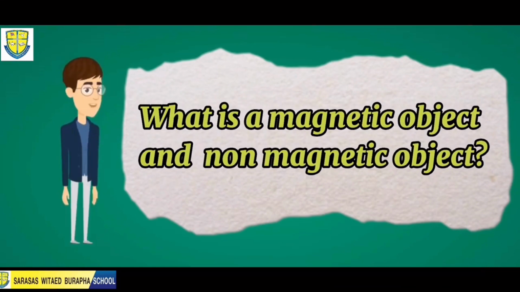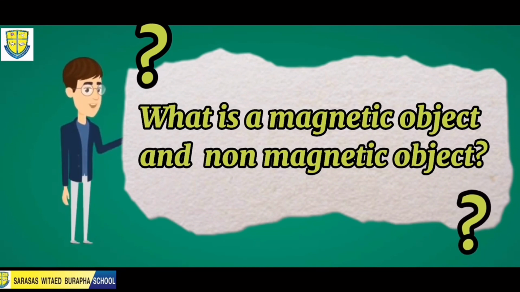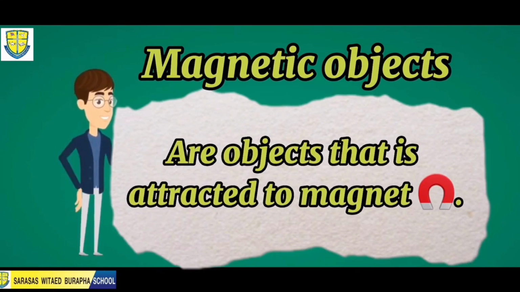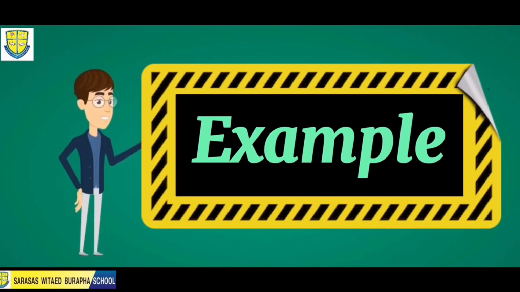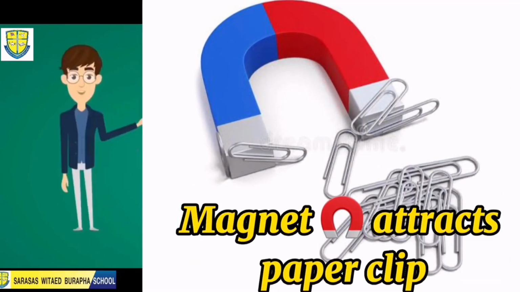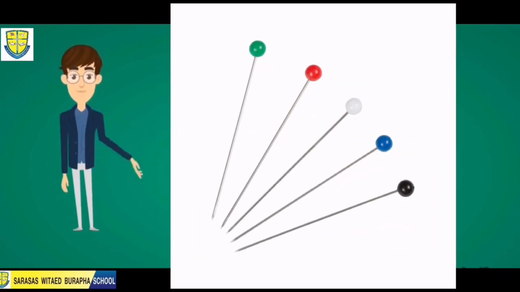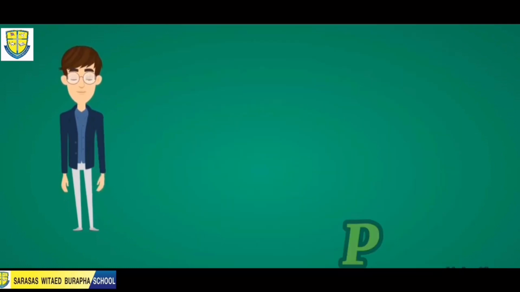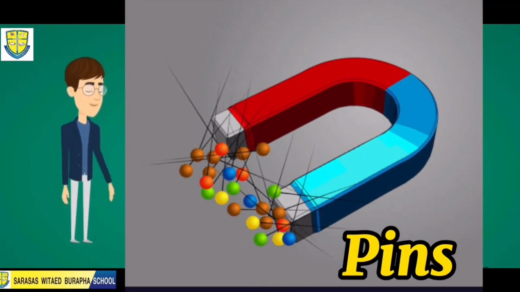Now, what is a magnetic object and a non-magnetic object? Do you have any idea what these are? Magnetic objects are objects that are attracted to a magnet. For example, your paper clip. Magnet attracts paper clips. Another example is pins. Magnet can attract pins.